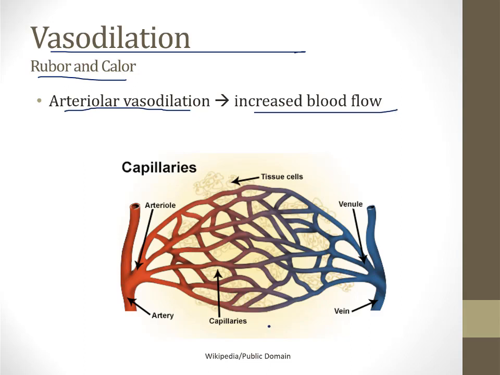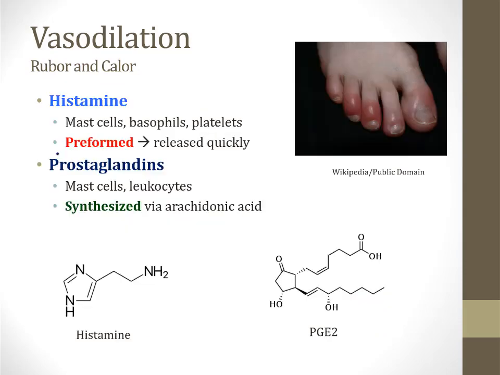So if you look at this drawing on the screen, the capillaries are in the middle, the venous system is on the right, the arterial system is on the left. These arterioles here will vasodilate, and that will draw blood into the capillary system of an area of inflammation. There are a number of substances that are released by cells in the setting of inflammation that trigger vasodilation, but 2 that you should definitely know about are histamine and prostaglandins.